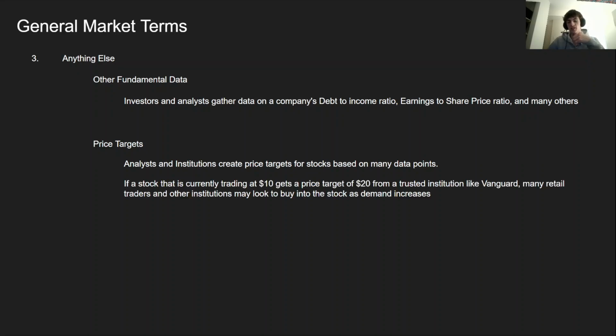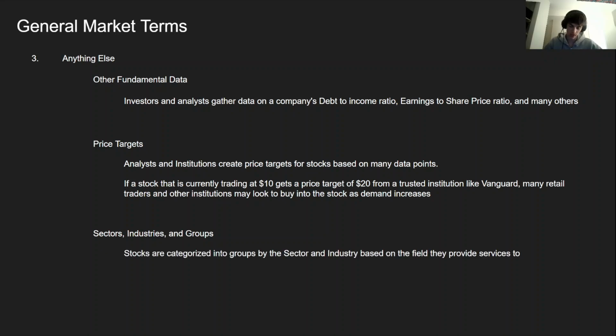But so this is going to be like if a stock is currently trading at $10 and a large institution like Vanguard says that they think the price could go up to $20 in the near future, Vanguard would have set a price target for $20, and this could cause retail traders or other institutions possibly to look more into buying the stock because there's an increased demand as it seems that there's a higher upside potential to the stock.